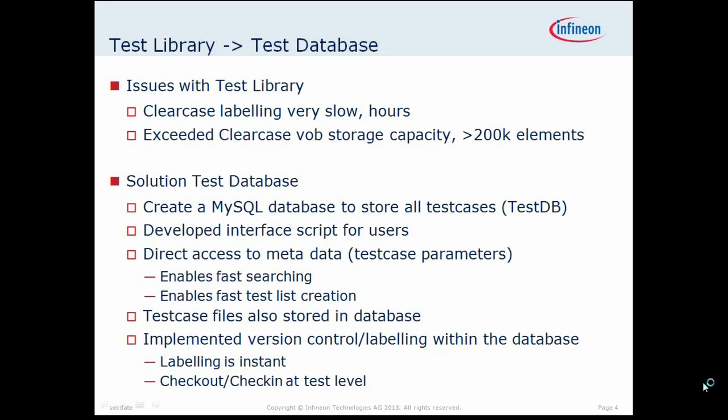One of the things that a database enables is much faster searching for tests, and searching for different parameters that exist. It also speeds up the test list creation, which was one of our slow processes. It took us an hour and a half in the old system, but now that can be done in a couple of seconds. Test case files are also stored in the database, which is taking us beyond just metadata. It's the whole test case and the whole assembler file and all the associated files that go with that.